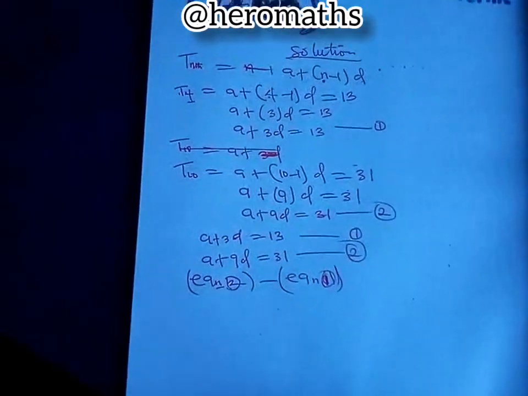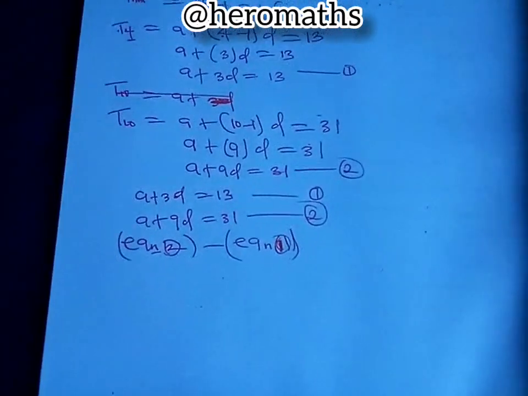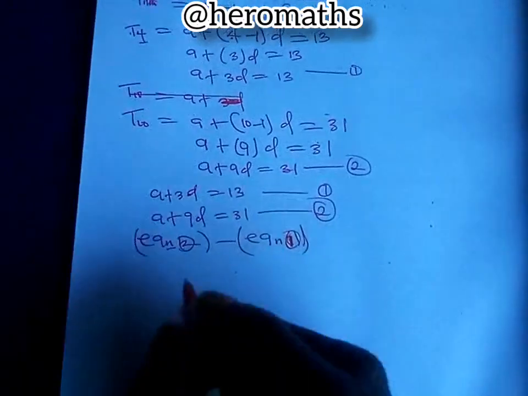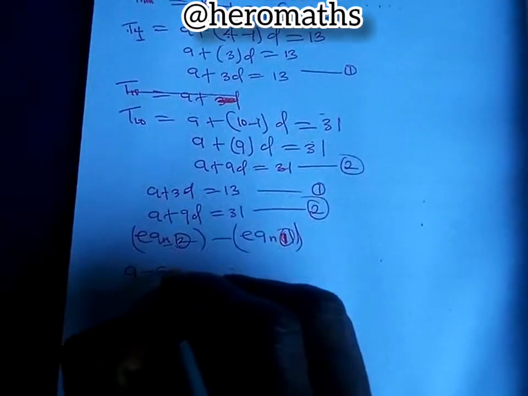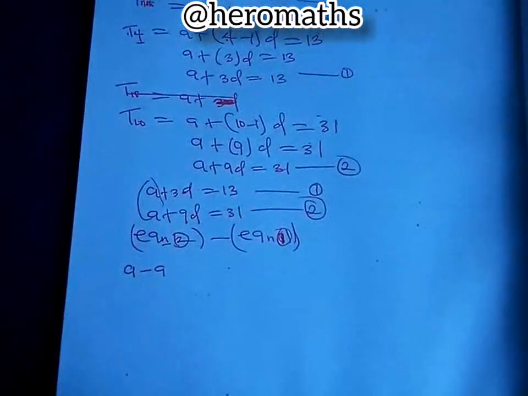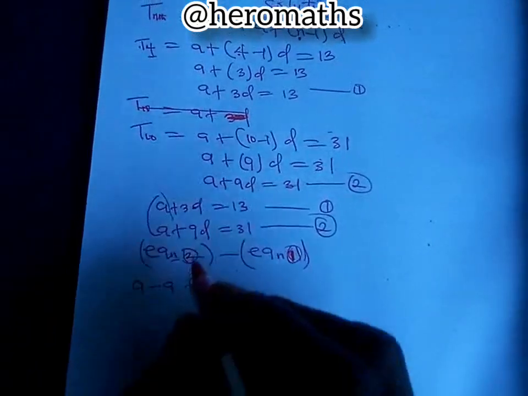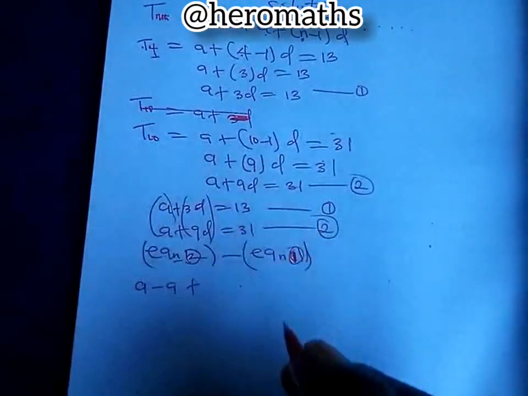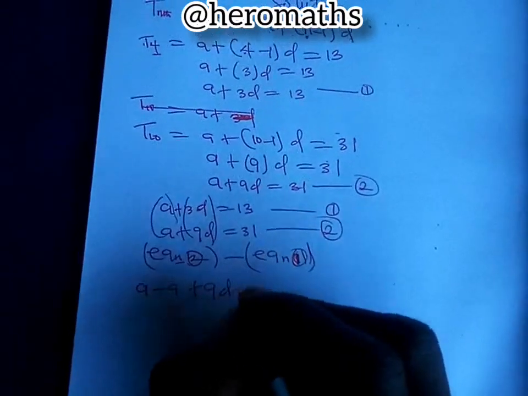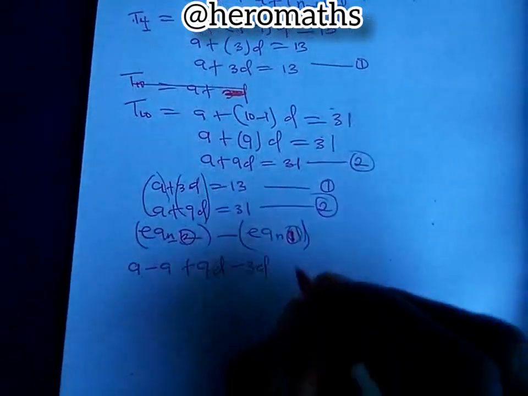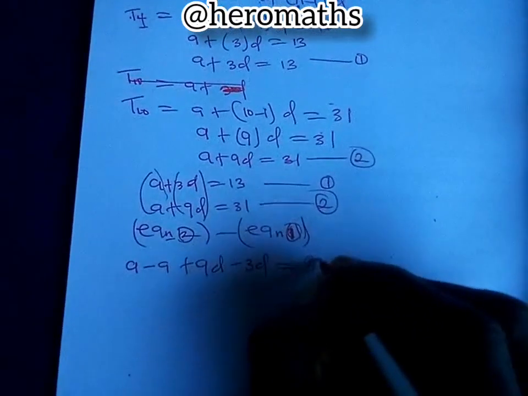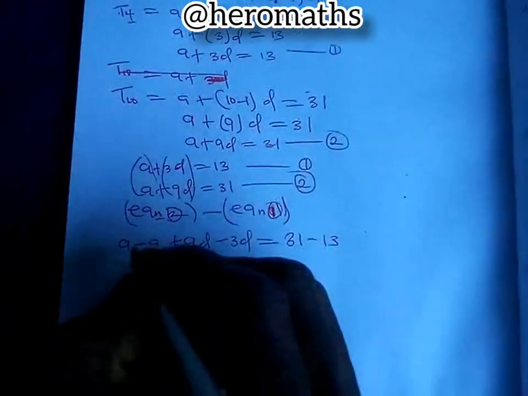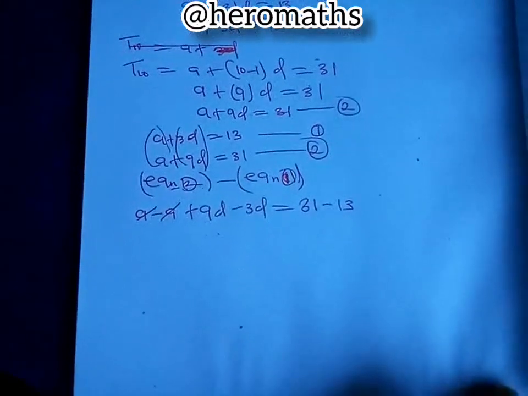That is it. Now coming to here, the first term on equation 2 is what? A minus a. You go for this one first, plus the second terms are, you understand, 9d minus 3d. You come for this one, then 31 minus 13. This will go with this. You are left with nothing.